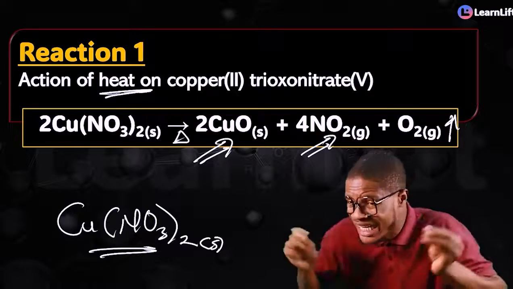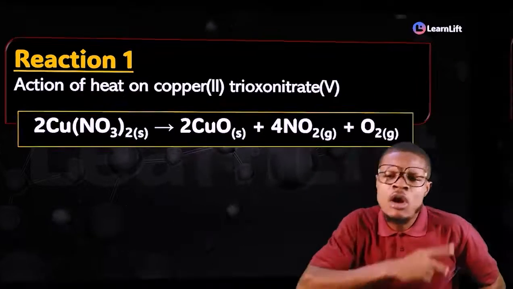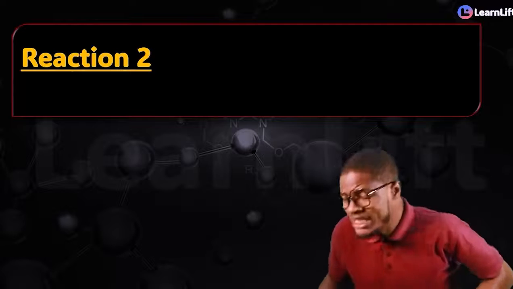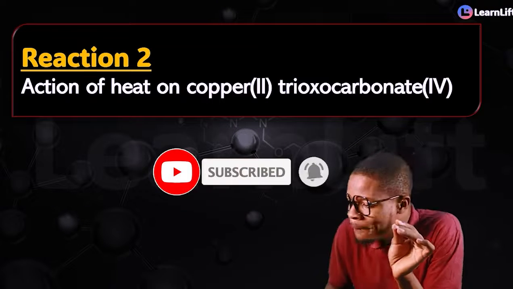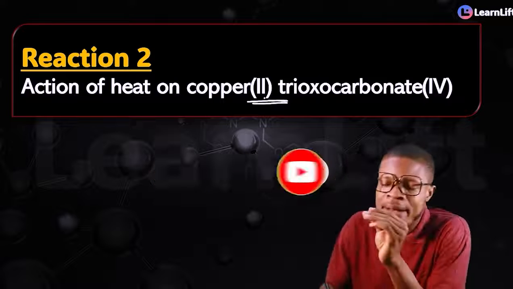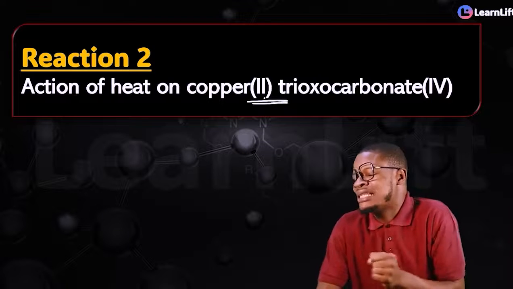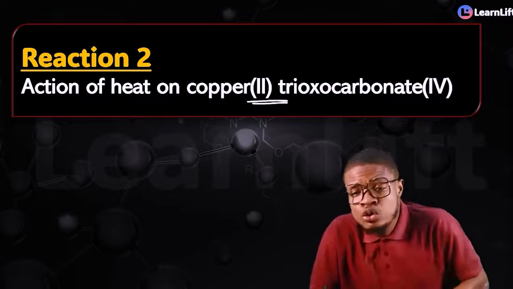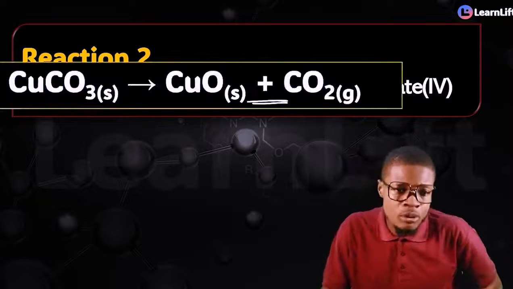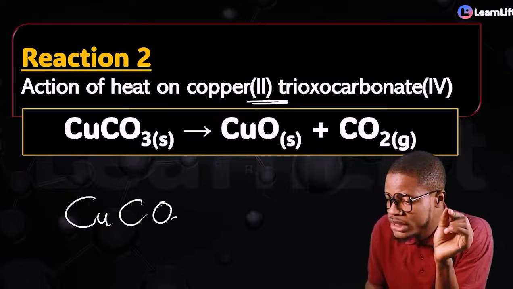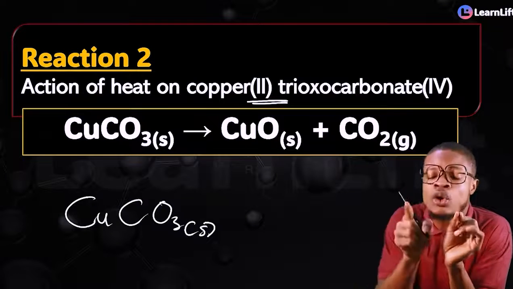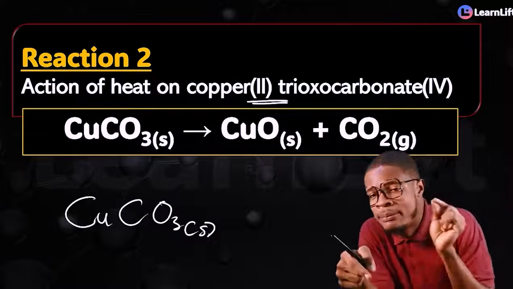Pay attention to the listing. The second way, which is reaction 2, is the action of heat on copper(II) trioxocarbonate(IV). The formula is CuCO3. This is also a solid, your copper(II) trioxocarbonate(IV).